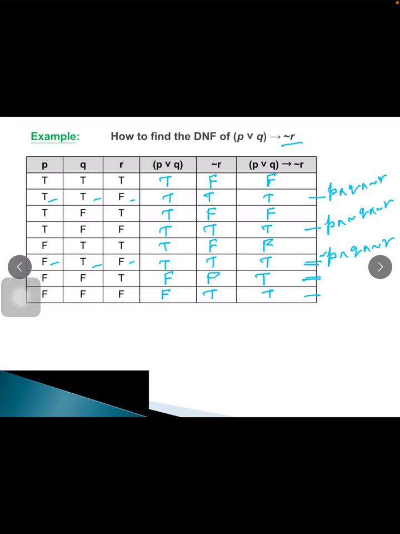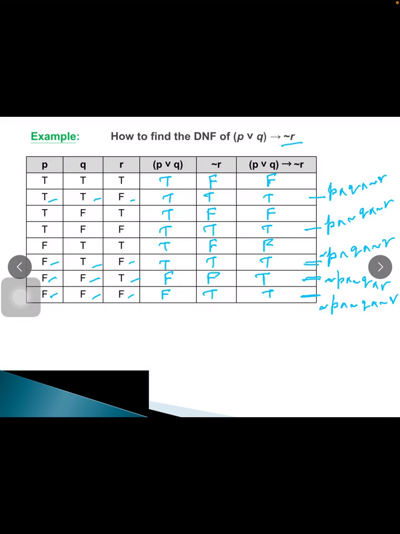Next, in this row we have false, false, true. What is the min term here? This is negation of P and negation of Q and R. Next one is here, with the values of P, Q, R false, false, false. So the min term is negation of P and negation of Q and negation of R. Like that we have a total of 5 min terms.